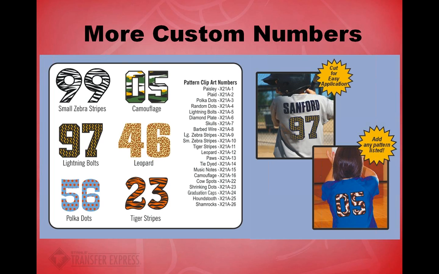So not only can you change the colors and the pattern of the numbers, but you can also change the styles. Now again, when you're ordering custom numbers, you're not looking at the ability to switch patterns midway through your order. If you're ordering camouflage numbers, then you're ordering camouflage numbers. You can't change that to leopard print midway through. That would be a separate order.